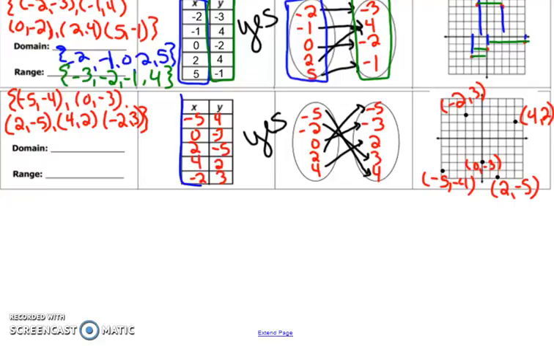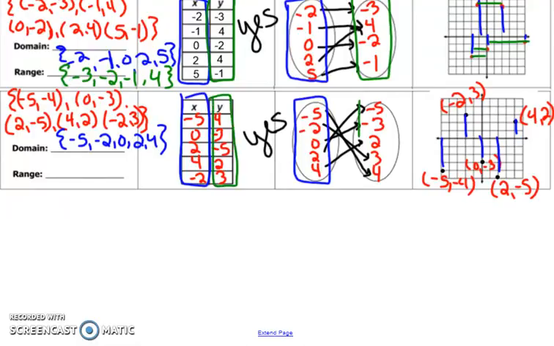For my domain, again, it's all my x values. So anything that hits the x-axis, is in the x of the mapping, or is in the x of the table. So in this case, we have -5, -2, 0, 2, and 4. For my range, I'm looking at all my y values. So anywhere they hit the y-axis, in the y part of the table or the y on the mapping. So I have -5, -4, -3, 2, and 3.